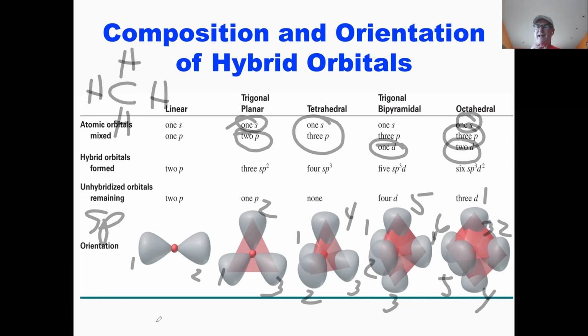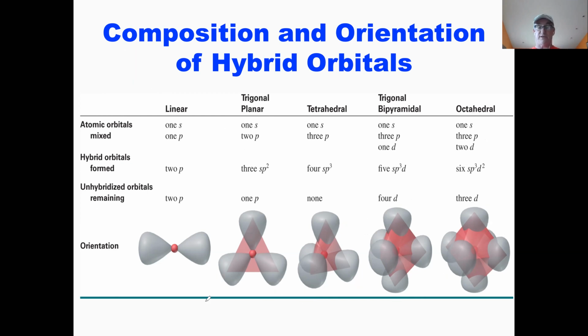Because you don't have to memorize this stuff. What you do have to remember is how many regions of electron density am I going to need? 2, 3, 4, 5, 6. How many am I going to need? And then the chart will tell you what hybridization that is. But yeah, you don't have to memorize all the different shapes and everything. I do want you to know how many different regions. Okay, so let's look at some of these questions.